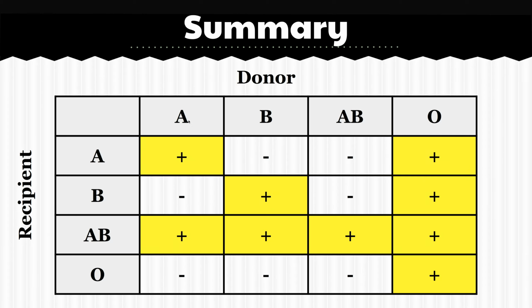A can give to A, B can give to B. You can always give to your own blood type. O can give to all four types of blood types because it has no marker. And then AB can receive from all the blood types because it has no antibodies.